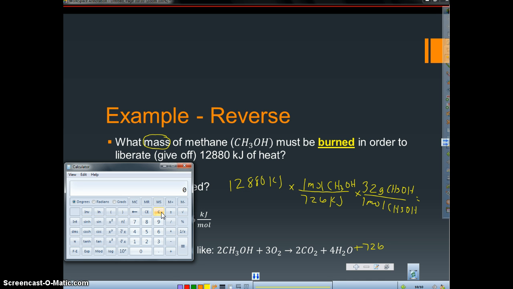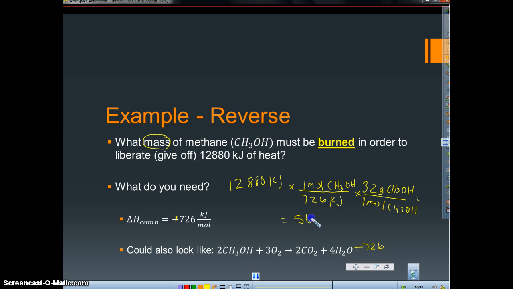So when we multiply this, we'll take our 12,880 times 32 across the top, divided by 726. And that will give me 576 grams of the methane that I would need. Now, that's a decent amount. That should be a whole lot more than what's in 1 mole, because this is tons of heat. So this would be kind of a reverse idea of starting with heat, ending up with grams, instead of starting with grams and ending up with heat. Okay, so this is how many grams of methane I would have to burn in order to give off this much heat. That's a lot of heat.